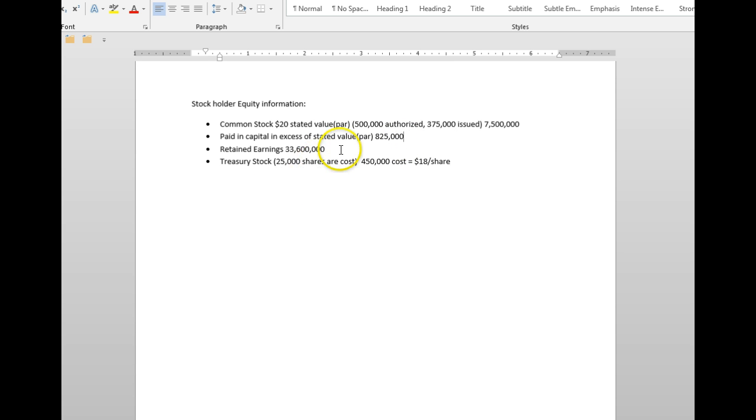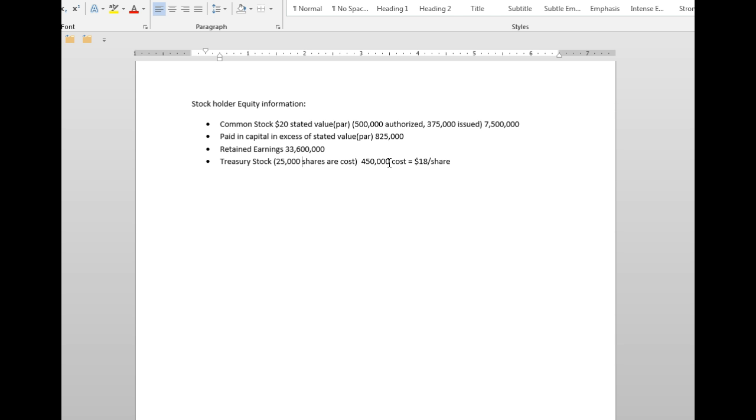We've got retained earnings of 33,600,000. And then down here we've got treasury stock that we've bought. We have 25,000 shares, which actually means we have 375,000 shares issued, but we only have 350,000 outstanding. The cost of these treasury shares when they bought them was 450,000.